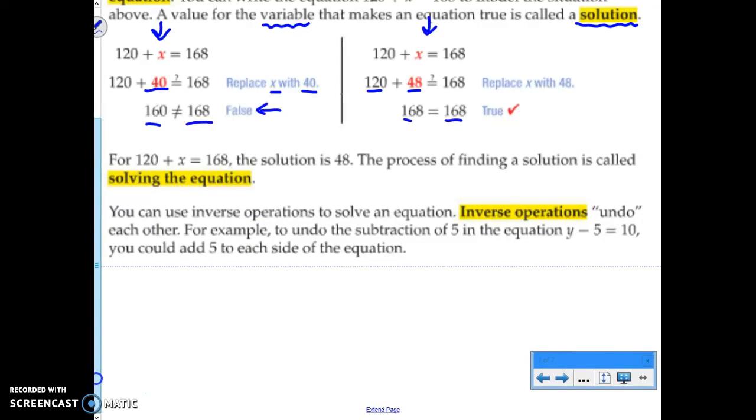It says you can use inverse operations to solve an equation. Inverse operations is something that you will need to know, and you'll frequently hear me say, what is the opposite of a certain operation? So you can think of inverse operations as opposite. And by operation, we mean addition, subtraction, multiplication, or division. Inverse operations undo each other. For example, to undo the subtraction of 5 in the equation y minus 5 equals 10, you would have to add 5 to each side of the equation.